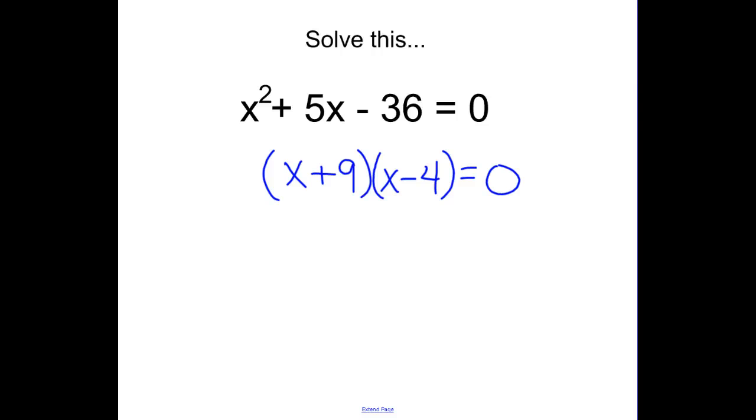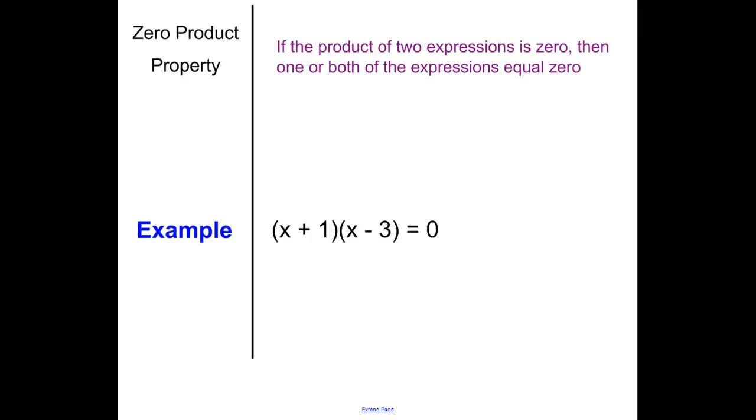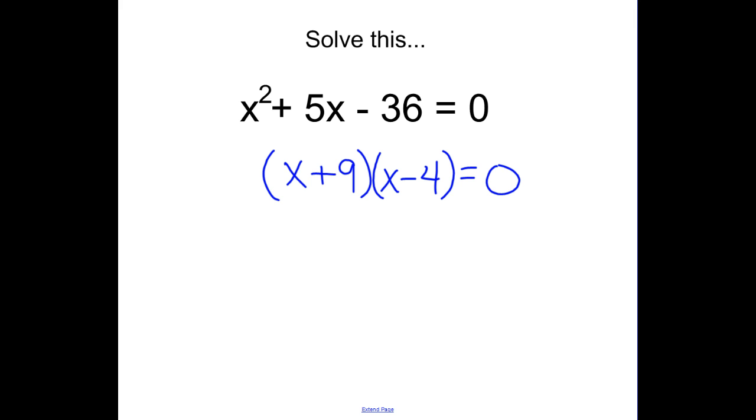Now really, how do we solve this? It's a great question. The way you solve it is using the zero product property. In words, what it means is if the product of two expressions is 0, then one or both of the expressions equals 0. So again, what does that mean? That's kind of a little confusing. So let's go back to our first example that we were just looking at, x plus 9 times x minus 4 equals 0.